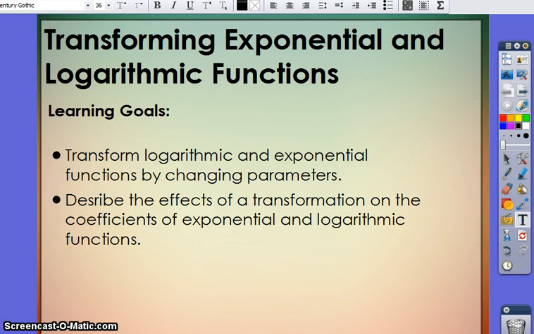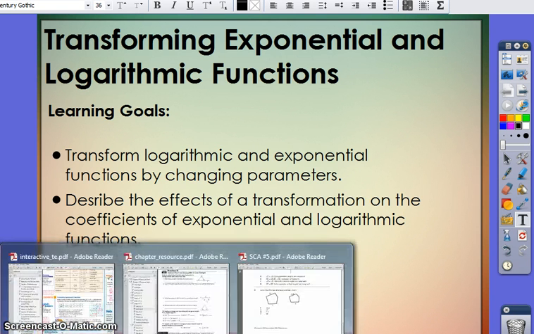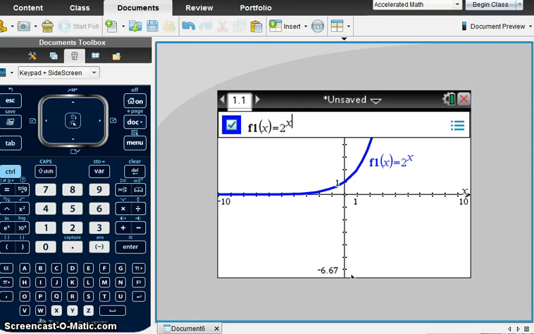Today we're going to look at how to transform some exponential functions. We'll also look at logarithmics, but we'll save that for the second part of this video. This part we'll just focus on exponential transformations. All right, so here we're going to do it with a calculator and just examine some of the cool things that happen when you play around with these.